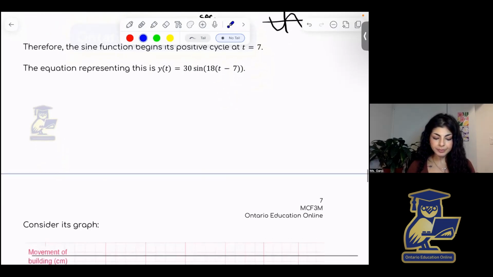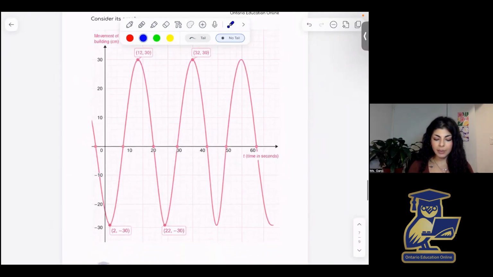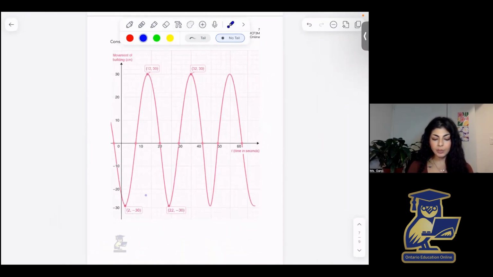And looking at the graph here, I just graphed that function there. This is exactly what we see. At time 2 seconds, we are at negative 30. At time 12 seconds, we are at 30. One full cycle is between 2 to 22, so that's 20 seconds there. Or from 12 to 32, that's another 20 seconds. And of course, this amplitude here is 30, which is the range from the starting position to the right, and then 30 here, which is to the left.